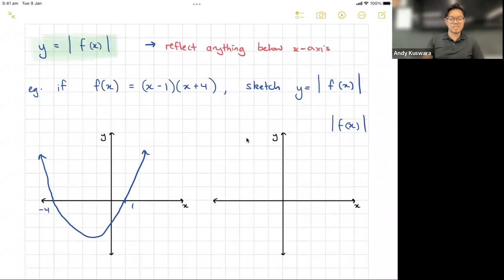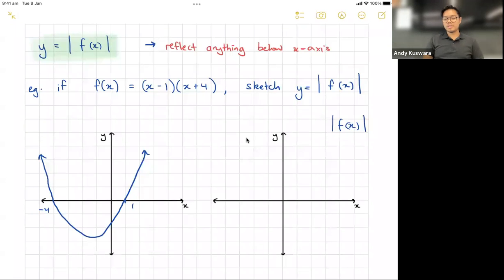So we're given f(x) equals (x minus 1)(x plus 4). Now that there I know is going to be a parabola because I'm going to have a maximum power of x squared. The x squared is going to be positive, so I know it's concave up. And I know it's going to cut at +1 for one x-intercept and -4 for the other. So that's what our curve is going to look like.